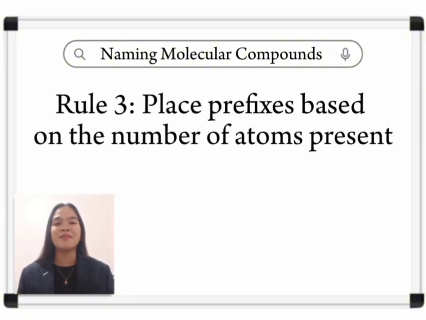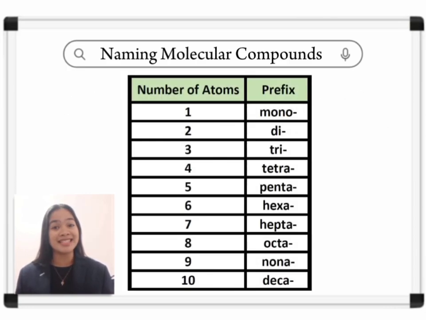Because molecular compounds do not involve ions, we cannot use charges to determine ratios. Instead, prefixes indicate the exact number of atoms of each element in the molecule. These prefixes must be memorized to name compounds correctly.